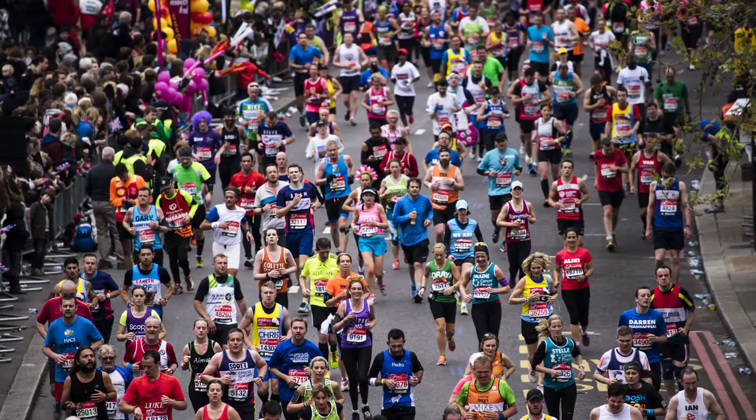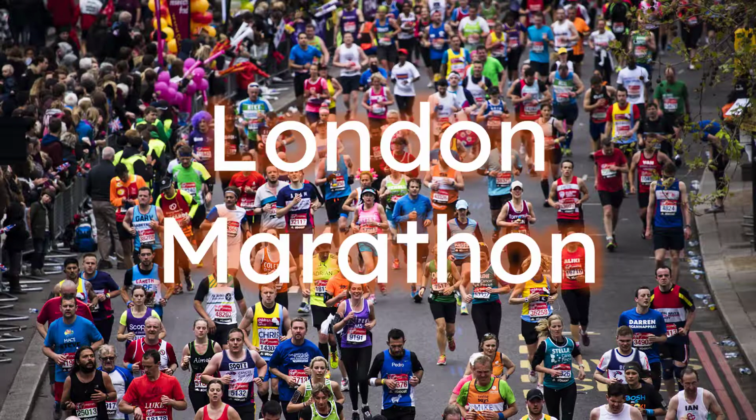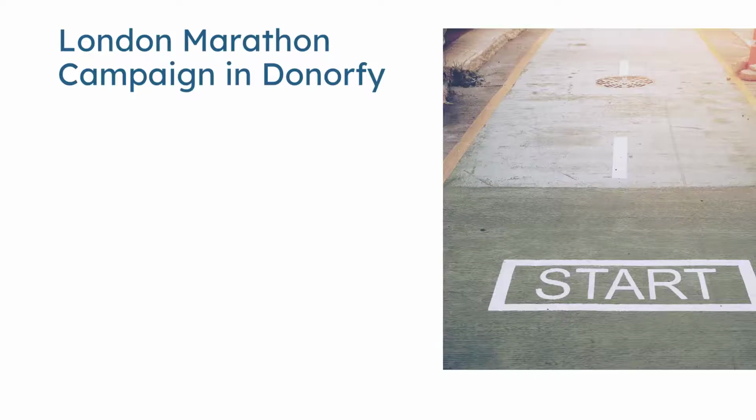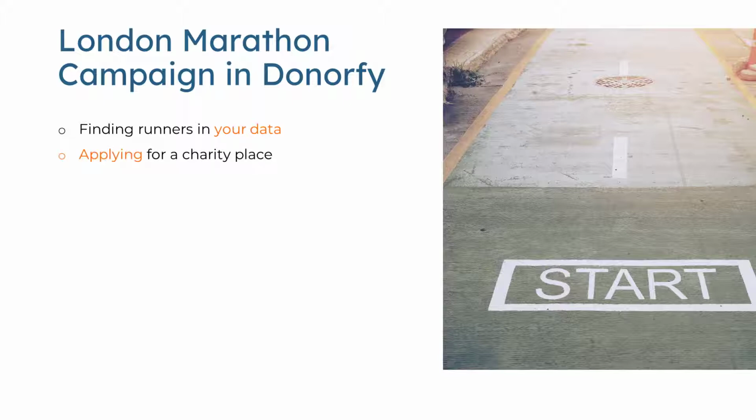So we are going to talk about challenge events, and specifically as an example, we're going to talk about how to manage a London Marathon program in Donorfy. We're going to start off by looking for runners already in your data and how they might be labelled up and tagged. Then there'll be a process for people to apply for a charity place. So we'll be looking at a Donorfy form.